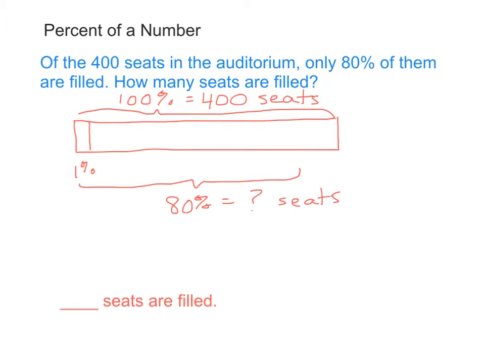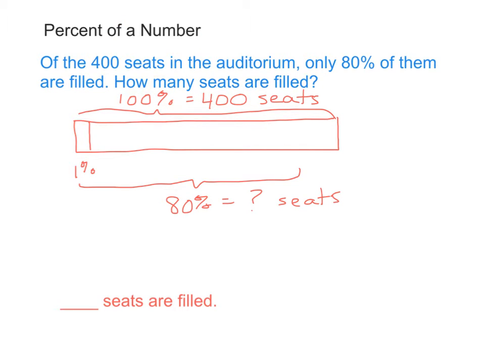Today we're going to work on finding percent of a number. So let's start with this problem. Of the 400 seats in the auditorium, only 80% of them are filled. How many seats are filled? So today we know the percent and we want to know the how many. So we're finding a percent of a number.